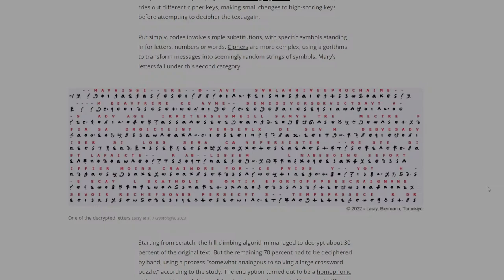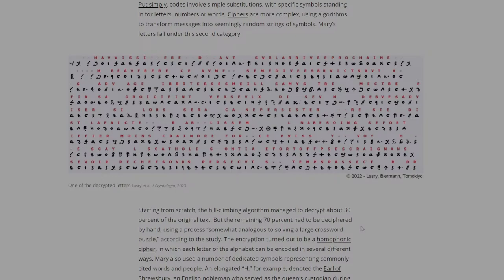Codes involve substitutions and specific symbols standing in for letters, numbers, or words. Ciphers are more complex, using algorithms to transform messages into seemingly random strings of symbols. Mary's letters fall under the second category. Starting from scratch, the hill-climbing algorithm managed to decrypt about 30% of the original text, but the remaining 70% had to be deciphered by hand, using a process somewhat analogous to solving a large crossword puzzle.